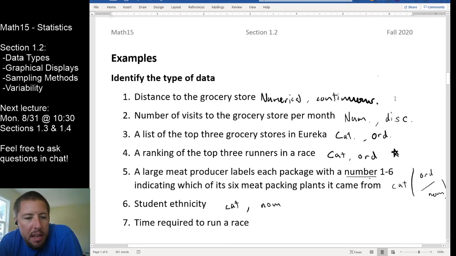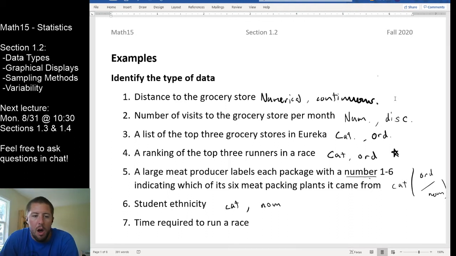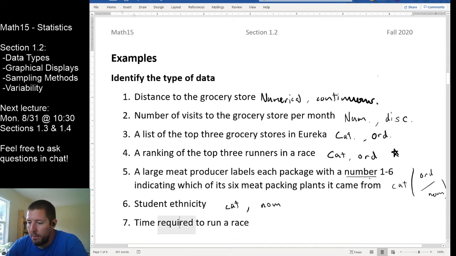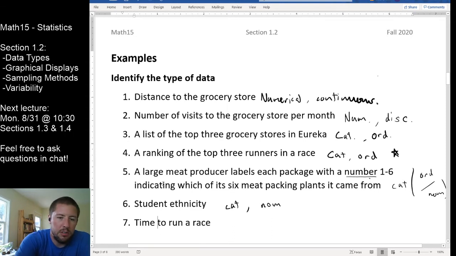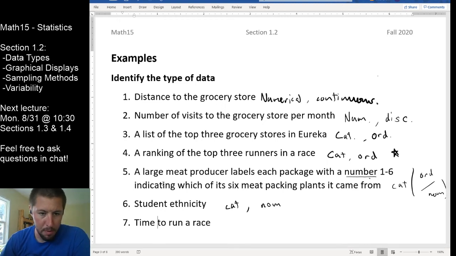Finally, number 7. Number 7 is another one of these things where you could tell me an answer to this and your answer might be different from mine. As long as you can justify it, I'm good with that. Because I think that this one could go a couple different ways. So time required to run a race, or time to run a race. I don't even know why I have required in there. Time to run a race. So here's what I'm thinking. One, hopefully we're all down with the fact that this should certainly be nominal. Or excuse me, when I'm saying nominal, I'm thinking numerical.